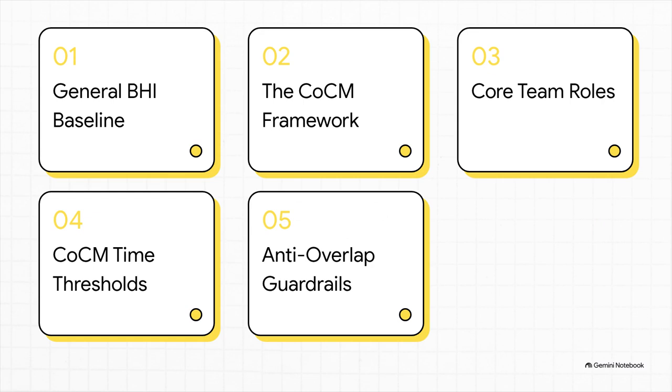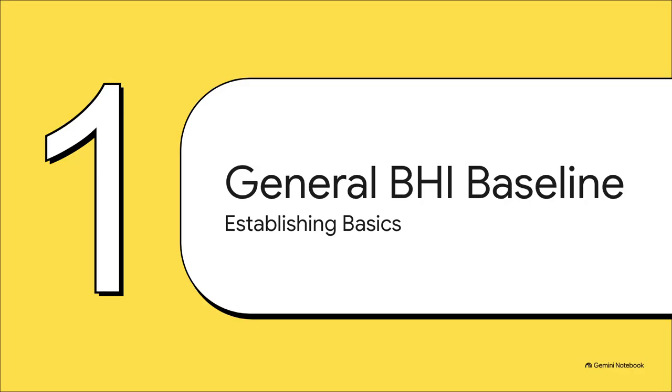Here's our quick game plan for today. We'll set our general BHI baseline, break down the COSIUM framework and its core team roles, do the math on those time thresholds, and then wrap it all up with the anti-overlap guardrails. All right, Section 1, let's establish that general BHI baseline.